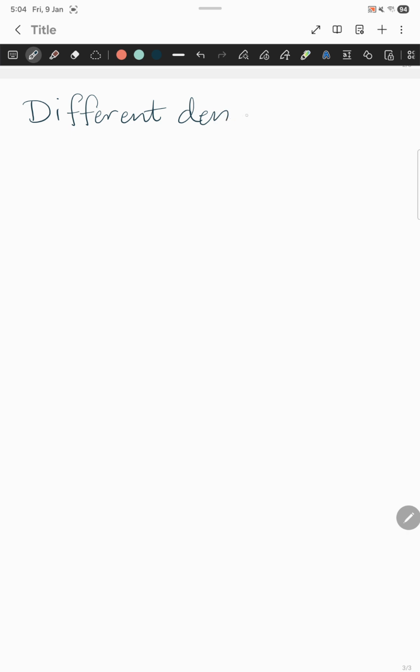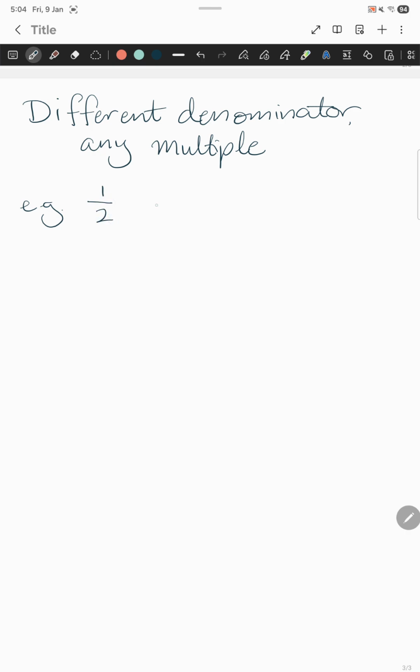Now, the next one is we want to add or subtract fractions if they have a different denominator, and we just want to use any common multiple. It just requires a little bit of extra work if we happen to have some very large denominators. So this will be, for example, if we had 1/2 plus 2/3.